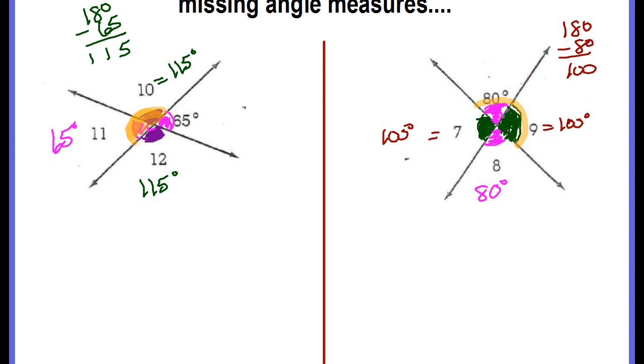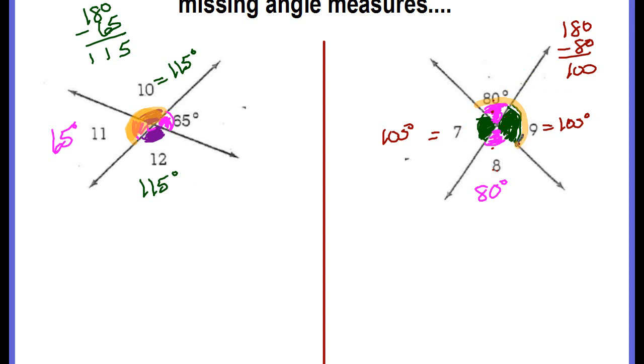I have two rays that intersect, they form an X, so I have vertical angles. Angle 8 is opposite the 80 degree angle. Because they're opposite angles, they're congruent, so that means that angle 8 measures 80 degrees. Okay, 7 and 9, I don't know their measures. So I'm going to have to look.